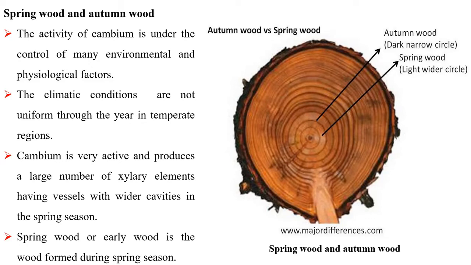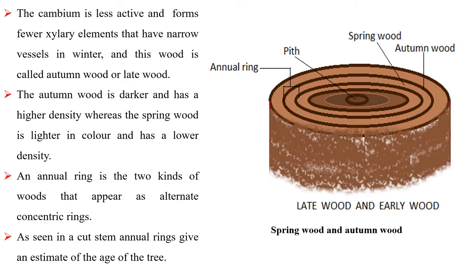Spring wood and autumn wood. The activity of cambium is under the control of many environmental and physiological factors. The climatic conditions are not uniform through the year in temperate regions. Cambium is very active and produces a large number of xylary elements having vessels with wider cavities in the spring season. Spring wood or early wood is the wood formed during spring season. The cambium is less active and forms fewer xylary elements that have narrow vessels in winter, and this wood is called autumn wood or late wood.